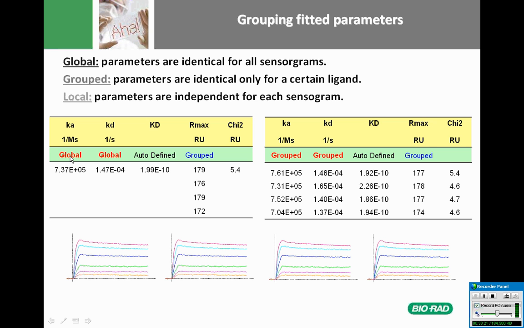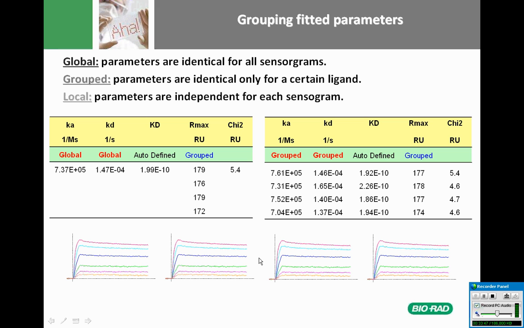So the algorithm will only play with one number for Ka and Kd to find the best values for all those sensorgrams. On the other extreme, you can tell the software, find me a different Ka for each one of these sensorgrams. So eventually the output will be 24 Kas and Kds.